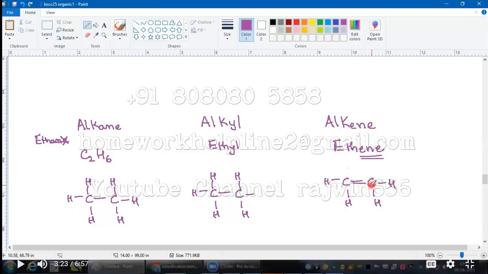Alkenes are double bonded compounds. They are unsaturated hydrocarbons. It means here, apart from single bonds, either a double bond or even a triple bond may be present. These are known as unsaturated hydrocarbons. While alkanes will be containing only single bonds, they will be known as saturated hydrocarbons. So this is the difference between what is an alkane, what is an alkyl, and what is alkene. Okay, you can just take that down and then we'll go to that part of the structural formula.